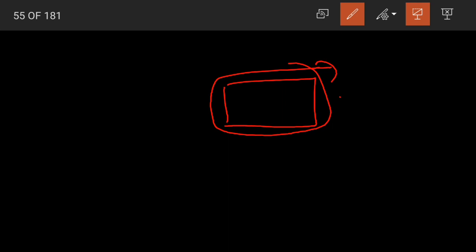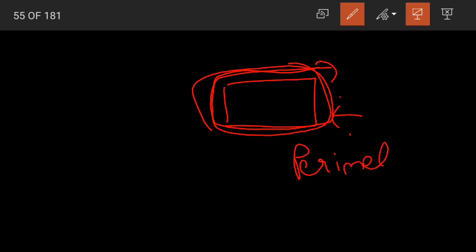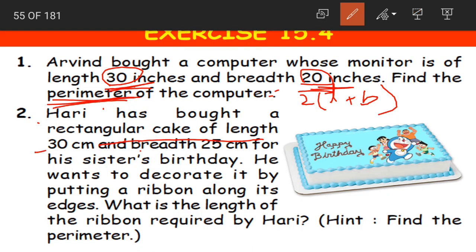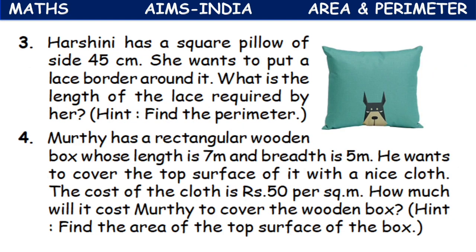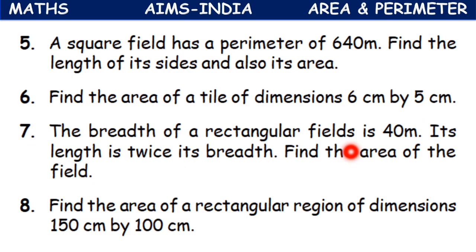How to find out, children? See, it is across, that is only along the boundary. So when we are talking about around the boundary, we are talking about the perimeter. So to find out the length of ribbon required, we need to find out the perimeter of the cake. Here the length is given 30 centimeters and the breadth is 25 centimeters. So using the formula, find out the perimeter, and that will be the length of ribbon required.